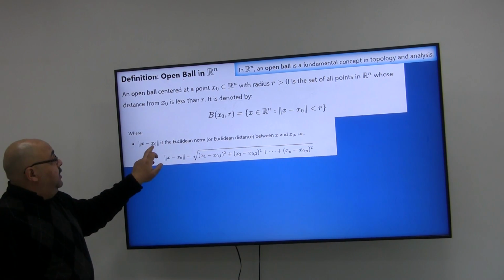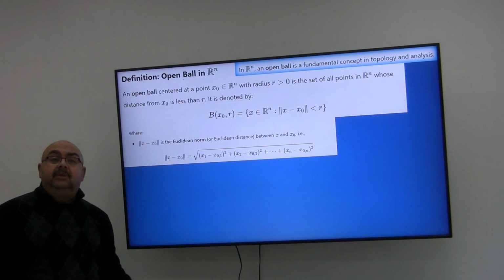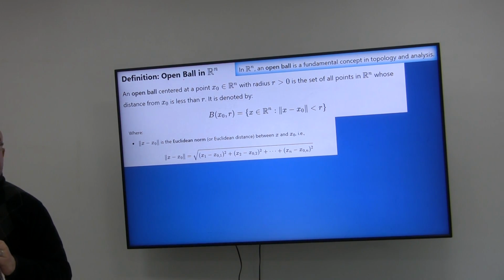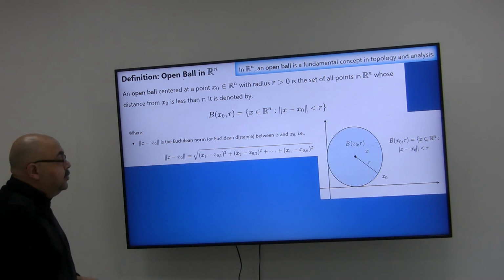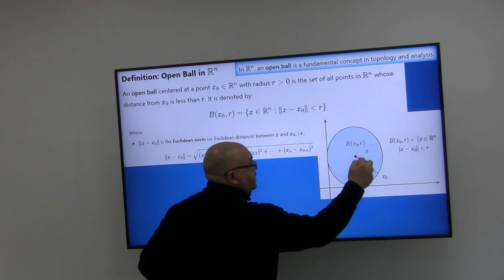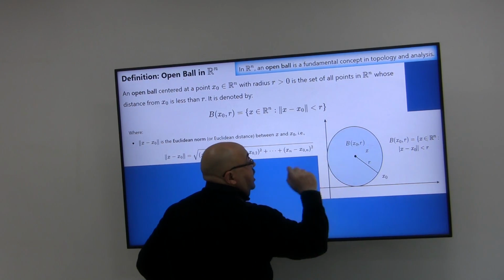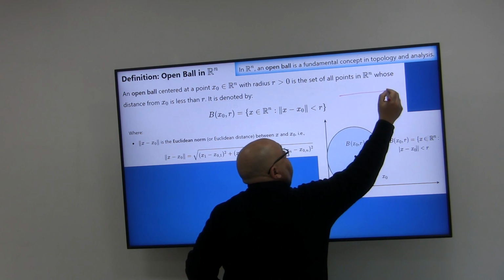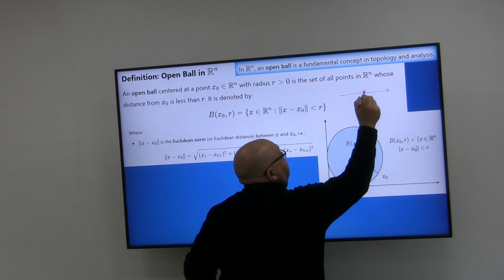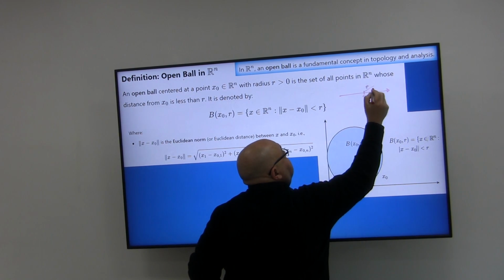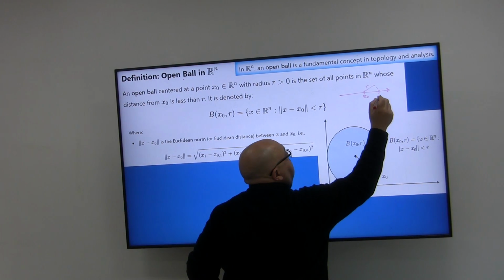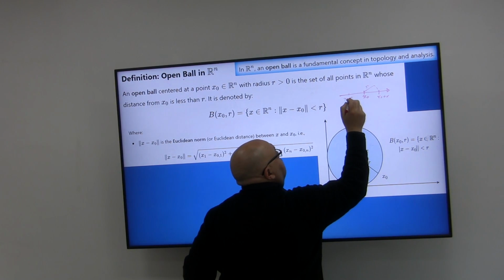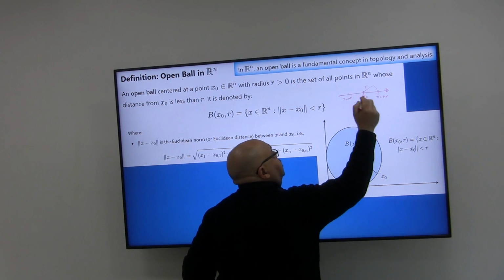Where x minus x naught is the Euclidean norm. What's the Euclidean norm? The x component to the power of 2, the y component to the power of 2, the z component to the power of 2, under the square root. That's the Euclidean norm. That's the representation of x, that is r, and that's the open ball. If I am in one dimension, it means the x-axis, for example, this is x naught, that is r, so this is going to be x naught plus r, and on the other side it will be x naught minus r. That's the definition of the open ball.